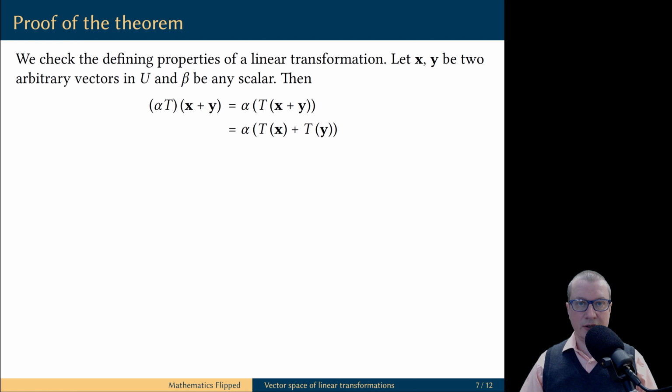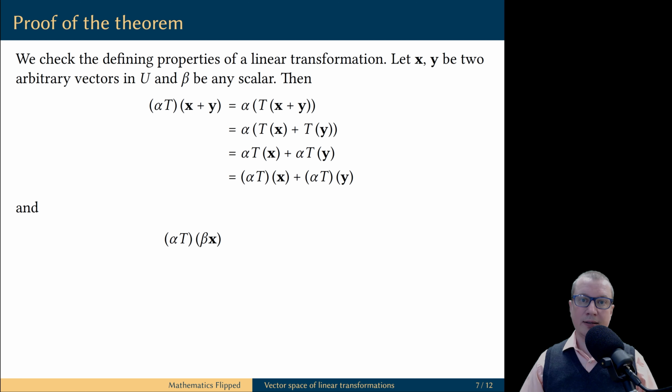But t is a linear transformation. And then we use the properties of vector operations in the vector space V. It now remains to recognize these as values of alpha t on x and y respectively. This computation verifies that the function alpha t respects vector addition. Next, let's look at scalar multiplication. Let's compute the value of alpha t on a scalar multiple of a vector x by an arbitrary scalar beta.